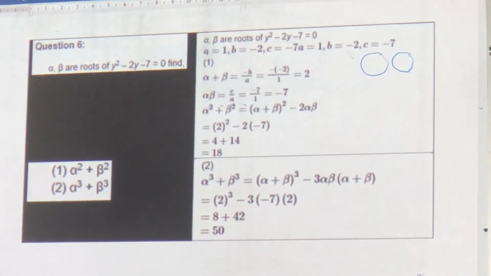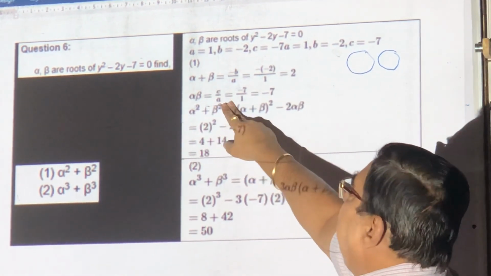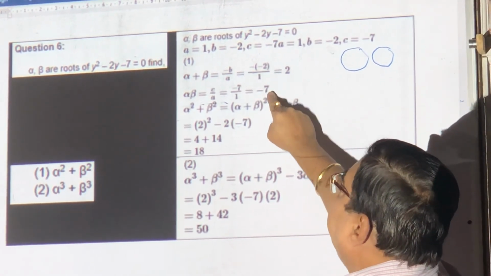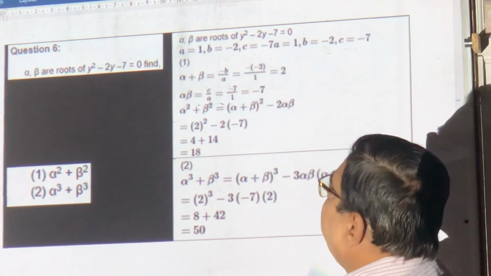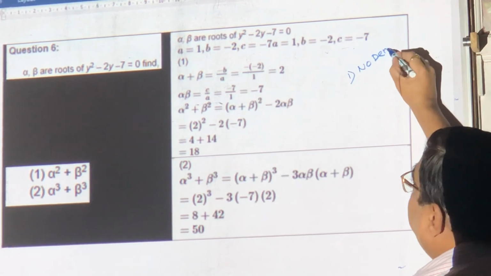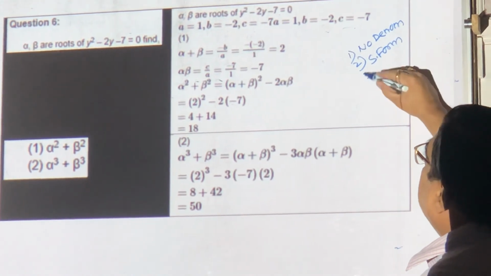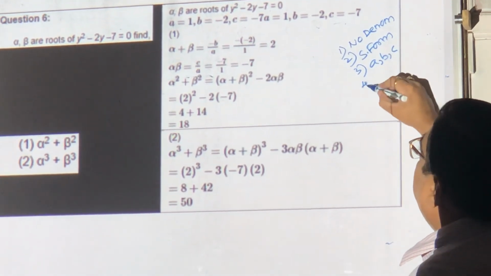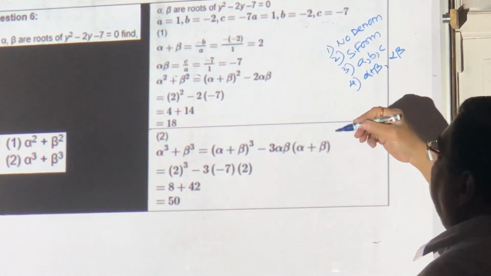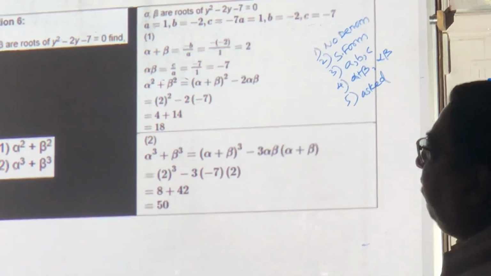Now roots are given. We have to find alpha square and beta square. Arre my bhai, alpha beta is C by A. Alpha plus beta is minus B by A. First we are given the equation, and from A, B, C I can find this. So first, always no denominator. Don't forget. Second, standard form. Third, find A, B, C. Fourth, find alpha plus beta and alpha beta. Okay? And fifth, what is asked? You just substitute. Don't waste your time, my friends.